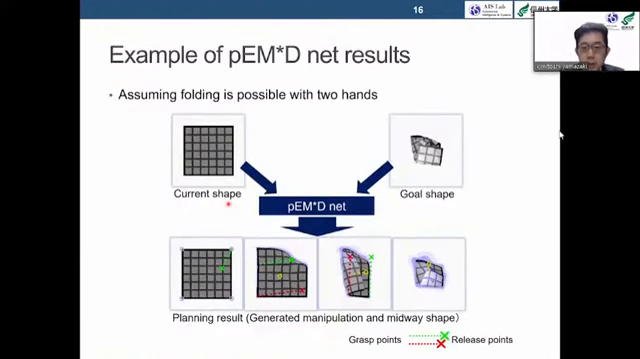Here is an example of the planning. Current shape is an unfolded rectangular shape. The goal shape is shown here. From these inputs, EMDNet outputs both manipulation and intermediate cloth shapes, as shown here. The manipulation consists of pick and release points, as shown in green and red dashed lines. In this case, 3 manipulation steps were automatically generated to obtain a shape that is similar to the given goal shape.